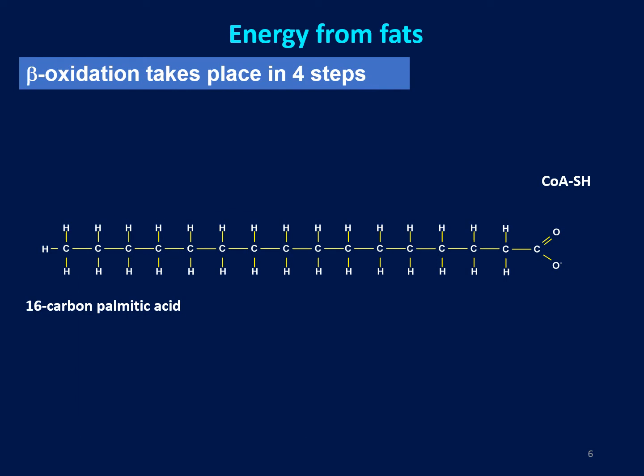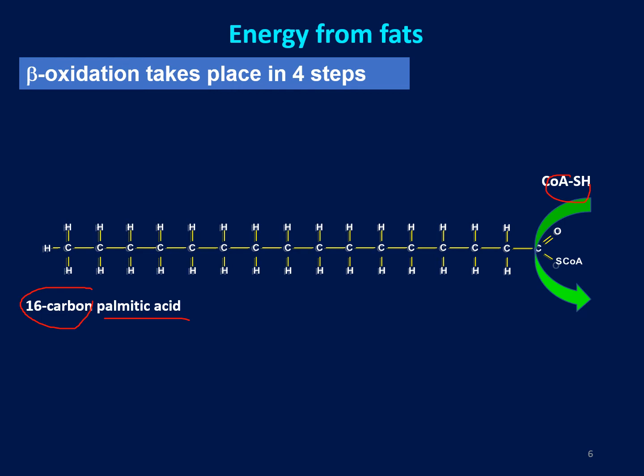So in the matrix, the acyl coenzyme A is ready for beta oxidation, which happens in 4 steps. I'm going to use the example of palmitic acid, which is a 16 carbon saturated fatty acid. And remember, the fatty acid is now attached with a coenzyme A because it is already activated. So there are 4 steps in beta oxidation.